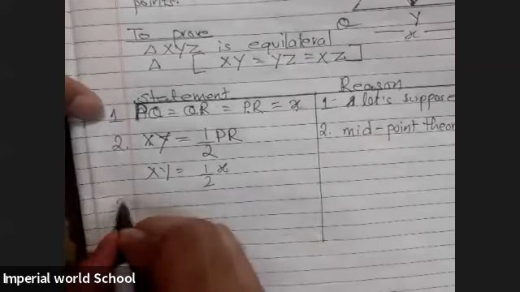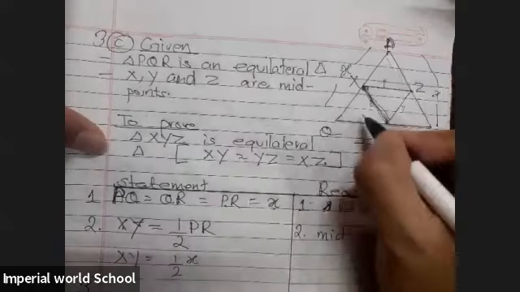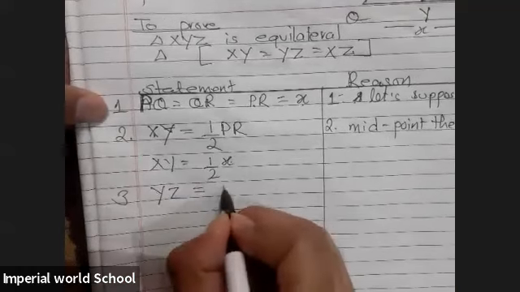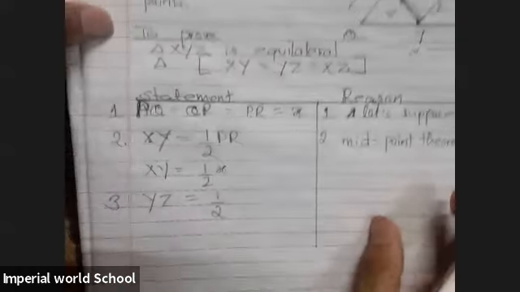And number three, after finding for XY, now let's find for YZ. And you will notice one thing, YZ value is also going to be same, but YZ value will be derived from, YZ is going to be half of whom.